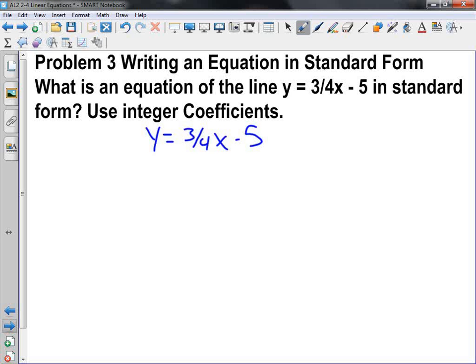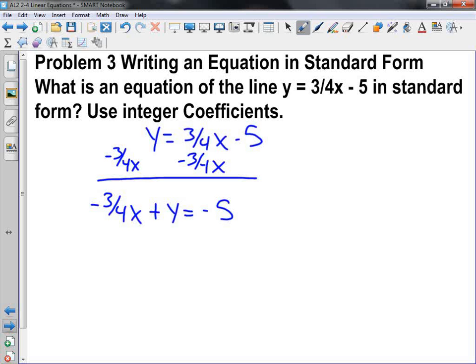All right? So can I minus 3/4 x to get to the other side? Yeah. So that's going to give me negative 3/4 x plus y is equal to negative 5. Is that standard form? Yes? Yeah. All right, this is standard form. Is this what they wanted, though?